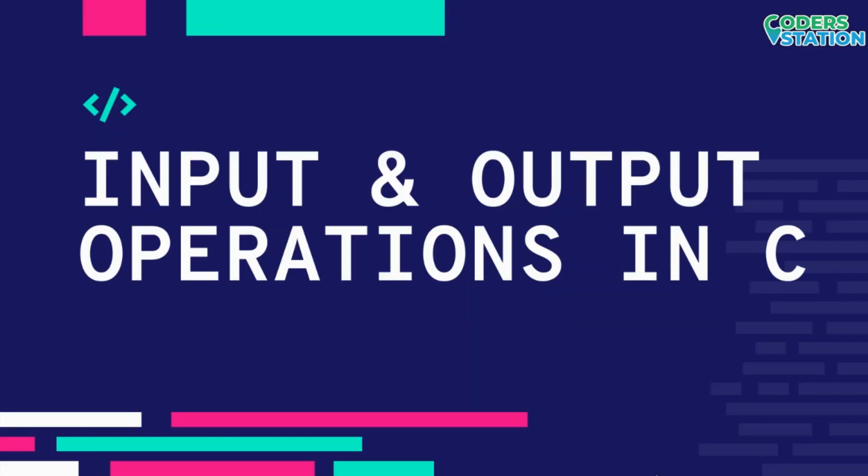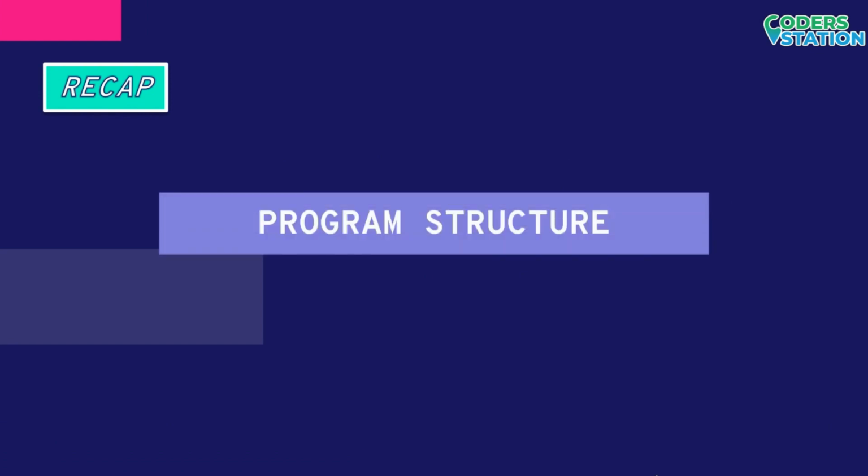Today in this video, we are going to see about the input and output operations in C. But before that, let's have a quick recap of what we have done in our previous video. In our last video, we saw the program structure of C. The programming structure of C consists of three main components: the header file, the main function, and the return statement. If you want to know more about them, please watch our last video.